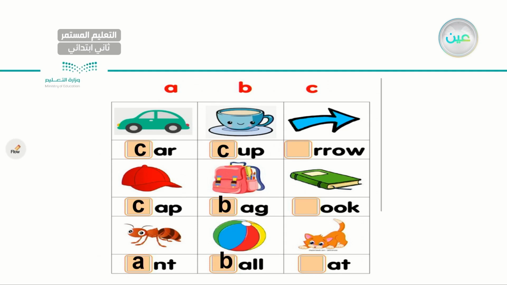I have arrow. Very good. A-double-R-O-W. Arrow. Next one, this is an easy one. What's the missing letter here? It's book. Very good. B-double-O-K. Next one I have cat. C-A-T. Cat. Excellent, my dear student.